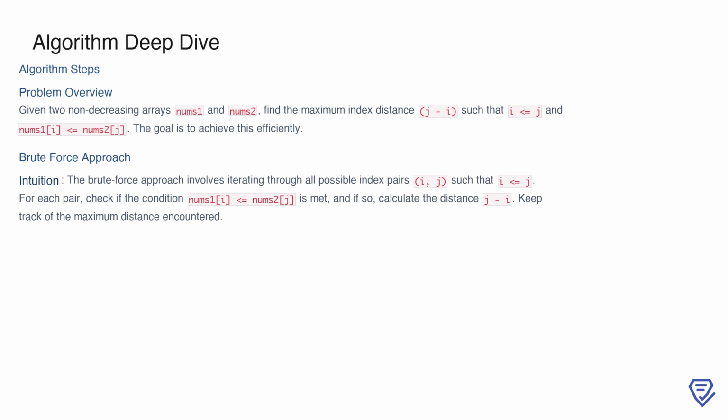A straightforward approach is the brute force method, where we check every possible pair of indices i, j to find the maximum distance. For each pair, we verify if the condition nums1[i] <= nums2[j] is satisfied. If it is, we calculate the distance j - i and track the maximum distance encountered. While simple, this approach has limitations in terms of efficiency, as it involves iterating through all possible pairs, making it computationally expensive for large arrays.